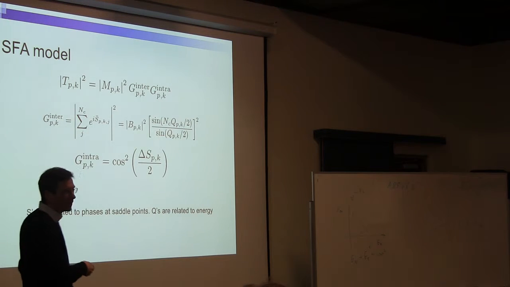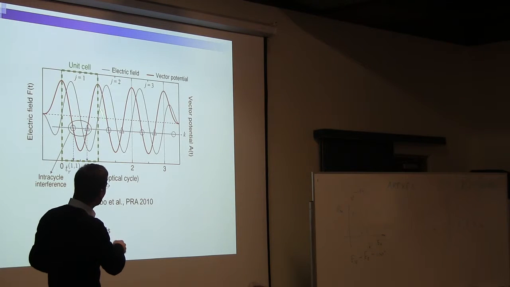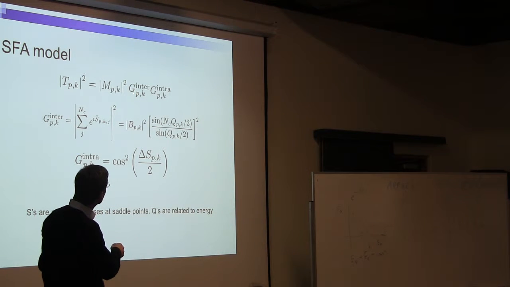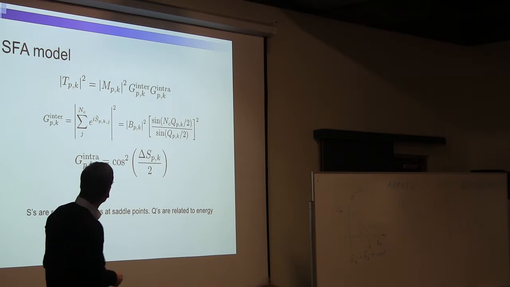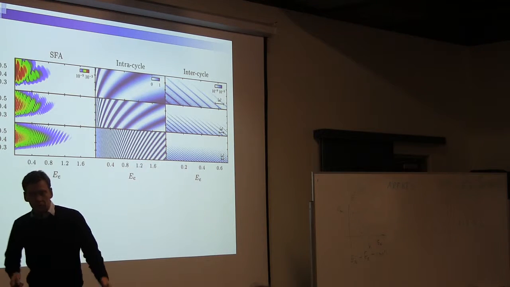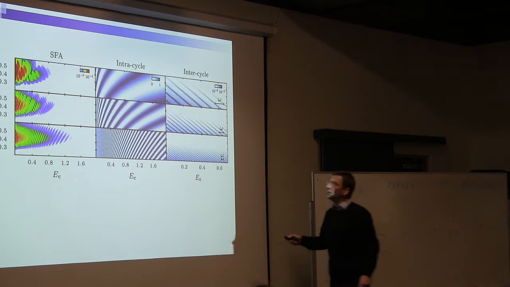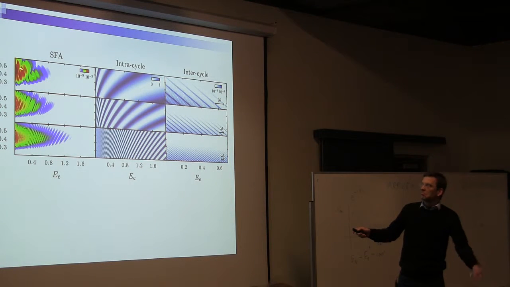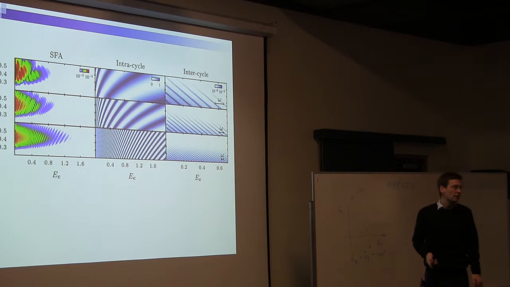I hope at least I gave you a feeling about how you can do this sum here, leading to basically an intracycle and an intercycle contribution. And this is now the result here. Here you see the full SFA at 400 nanometers, 800 and 1600 nanometers. And you find some of the features which were in the TDSE calculations, right? And then I have plotted here separately the intracycle and intercycle interference effects.